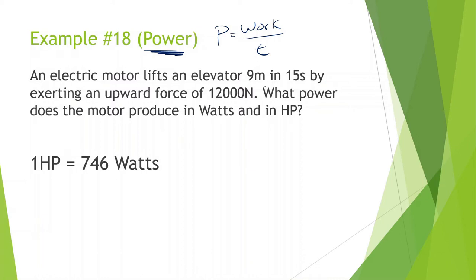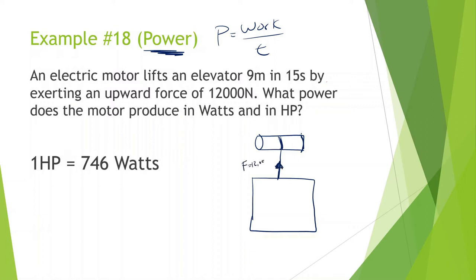An electric motor lifts an elevator 9 meters in 15 seconds by exerting an upward force of 12,000 newtons. What power does the motor produce? So I'm going to roughly draw this. We have this motor here, wrapped around, pulling up this elevator. As it's pulling it up, it's lifting it with a force of 12,000 newtons, and it's lifting it up 9 meters in 15 seconds. Okay? So that's what we got here.